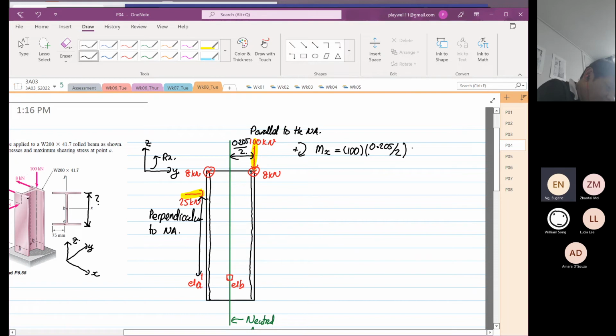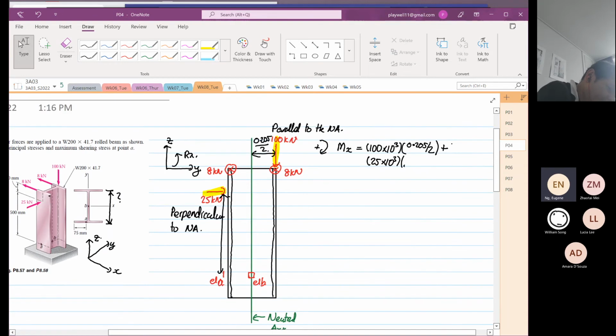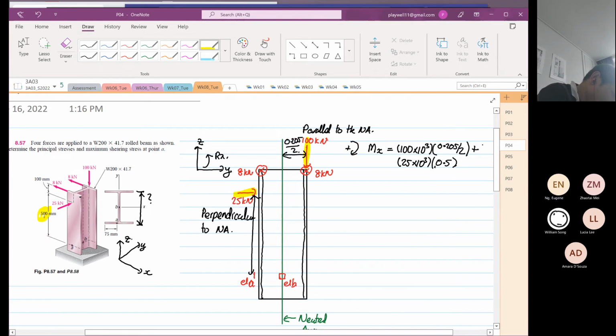And then plus, they're going in a clockwise direction, 25. Oh, I do apologize, it's 100 times 10 to the power 3, times 0.205 divided by 2. So it's towards the neutral axis, then plus the 25 times 10 to the power 3. And then now the distance is towards the element, so it's 0.5. Where I got 0.5 is over here.